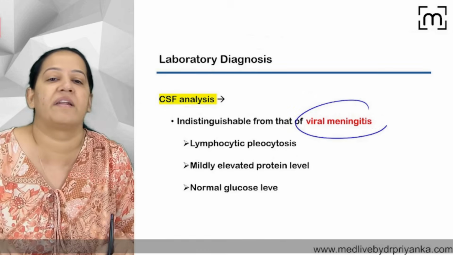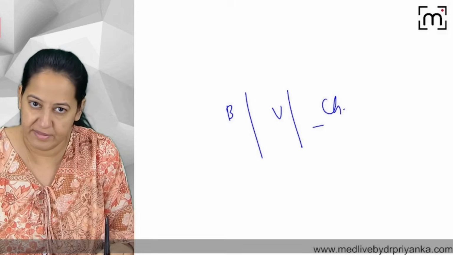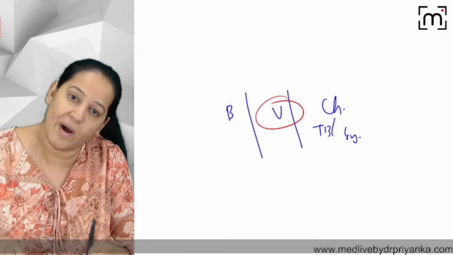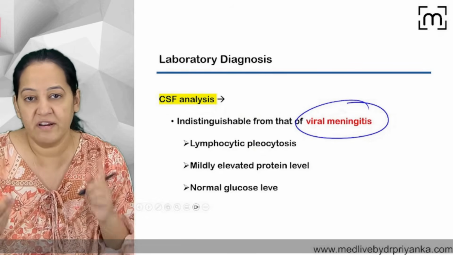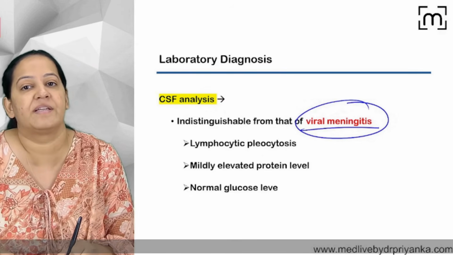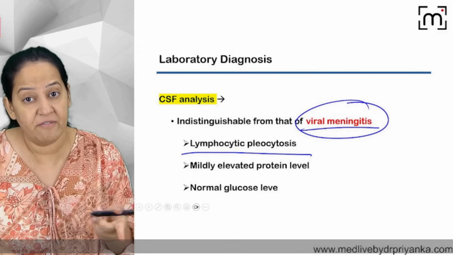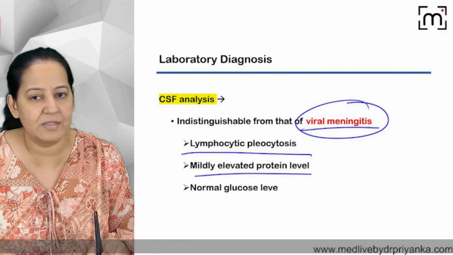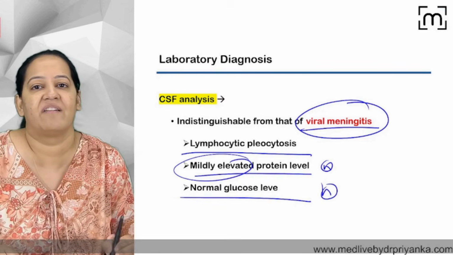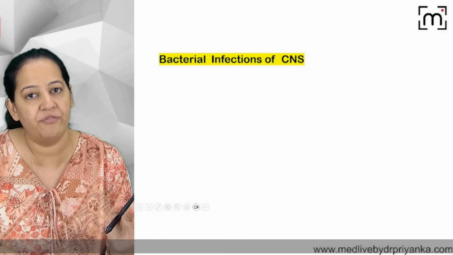CSF analysis is the same as that of viral meningitis. There are three types of meningitis now: bacterial, viral, and chronic, that is tubercular or cryptococcal. So encephalitis is equivalent to viral meningitis in the CSF findings. What were the viral meningitis findings? You tell me. Which cells were elevated? Lymphocytes. So here also lymphocytes are elevated in the same range as viral meningitis. We have lymphocytic pleocytosis. Protein is normal, glucose is normal, or mildly elevated, like the viral one. So in encephalitis, the findings are the same as the viral one.